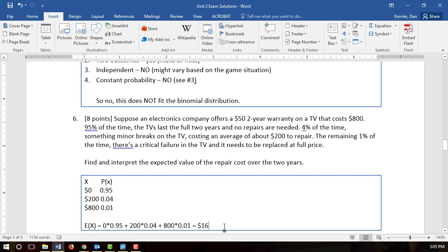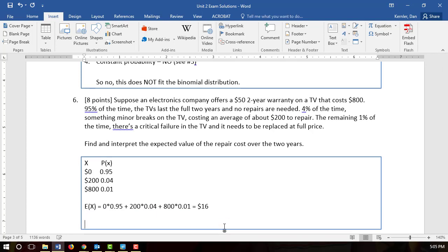Okay, so what does that mean? This means, on average, this type of TV has repairs that cost $16 over the 2 years. So it's not that you can expect to cost $16 or that it will cost $16. It can't. Either it's 0 or 200 or 800. But over the long run, this will be the average repair cost. The key there is that average. That's the key.